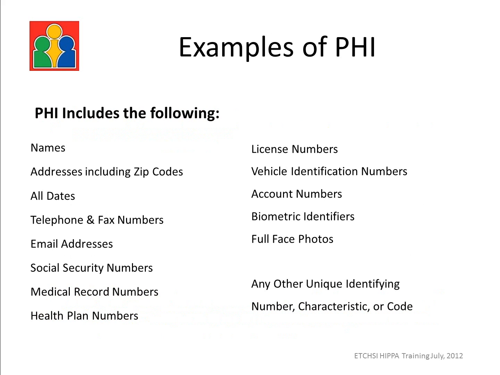PHI is created anytime any two or more of the following data elements are combined together, such as names, all geographic subdivisions smaller than a state, all dates except for year, for dates directly related to an individual's birth date, appointment date, date of death, etc., or a handful of other unique identifying numbers, characteristics, codes, or combination that allows for the identification of an individual.